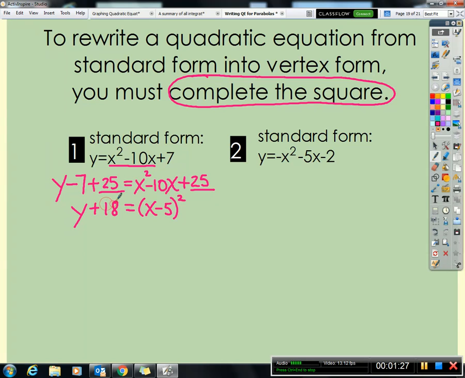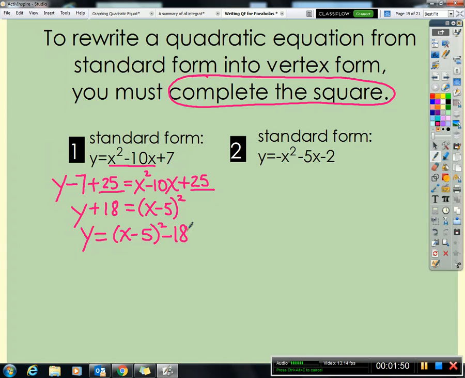18. Then if you solve for y once more, subtract the 18 over, then you've got it. Okay? That is vertex form because I can see that the vertex is at 5, negative 18. The a value is 1.